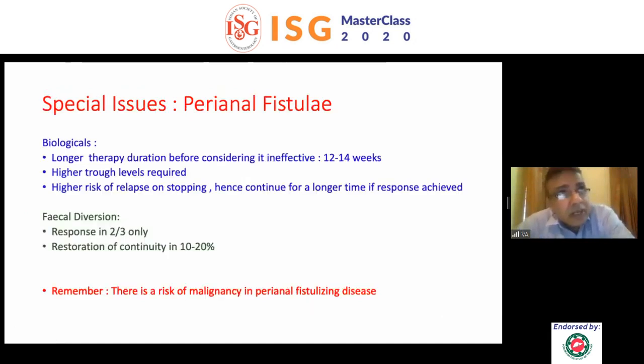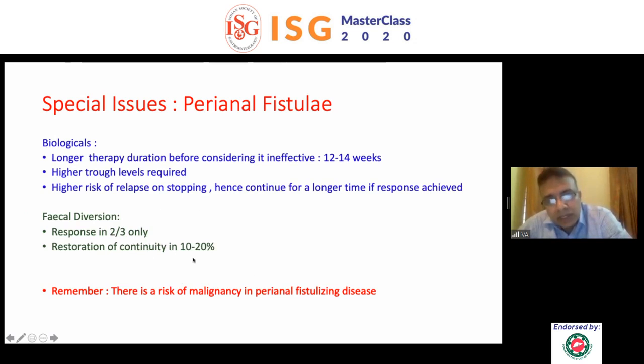In perianal fistula, the biologics take a long time to act. The quantum of inflammation is much more, 12 to 14 weeks, so higher trough levels are required. The relapse risks are higher when you stop them. And if you do a fecal diversion, often people feel that it would work wonders. It works wonders for a few months. The response is there in only two-thirds. The disease is such that it is relentless. It keeps on coming back.